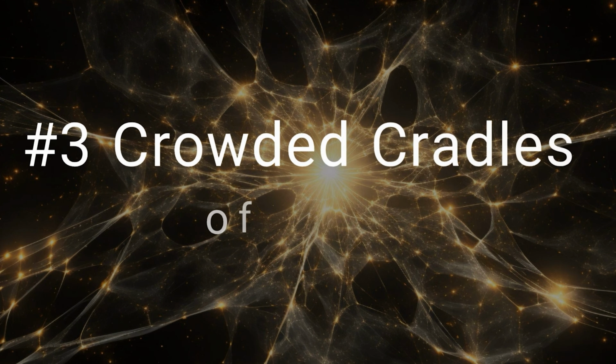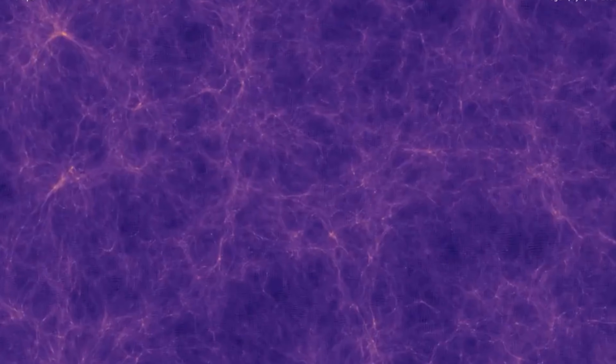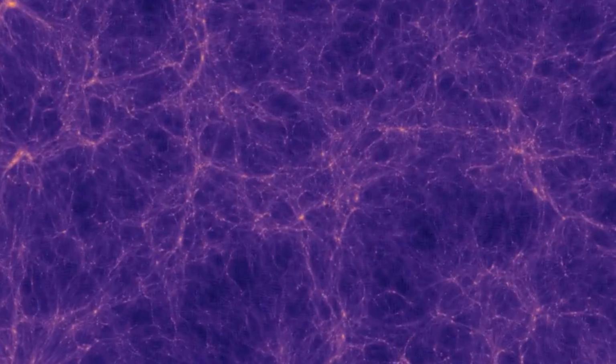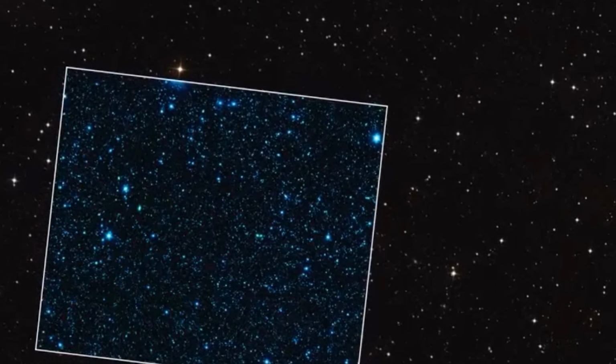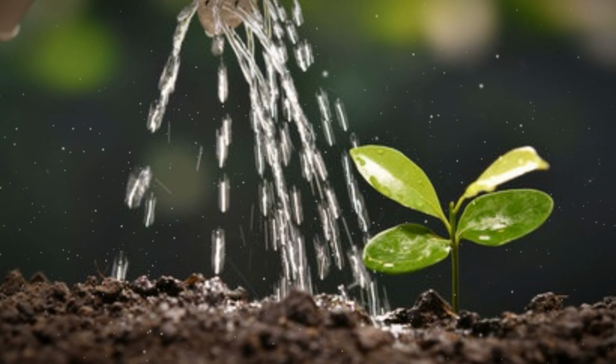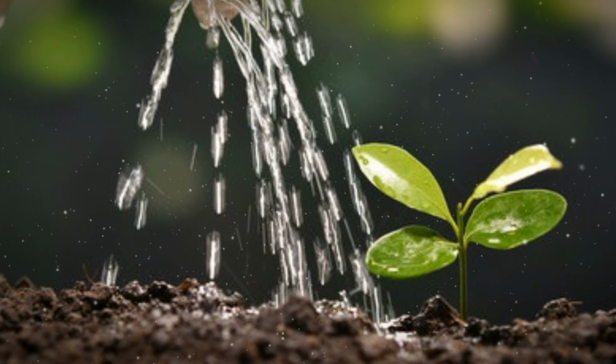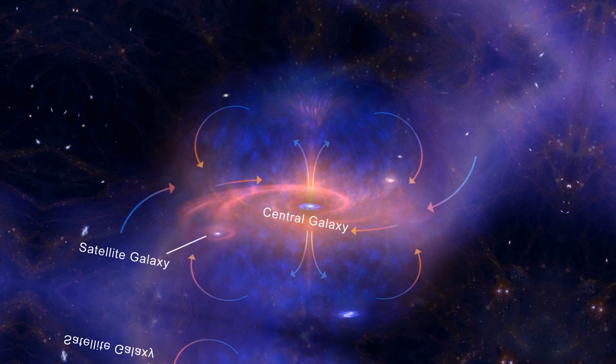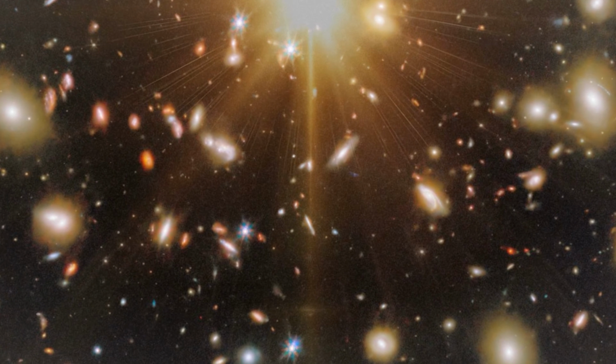Finding number 3 is where things flip. In the early universe, dense regions had more star formation. Galaxies in crowded parts of the web were forming stars faster than galaxies in emptier regions. The dense environment acted like a feeding ground. Gas got pulled in, accumulated, and fueled rapid star formation.